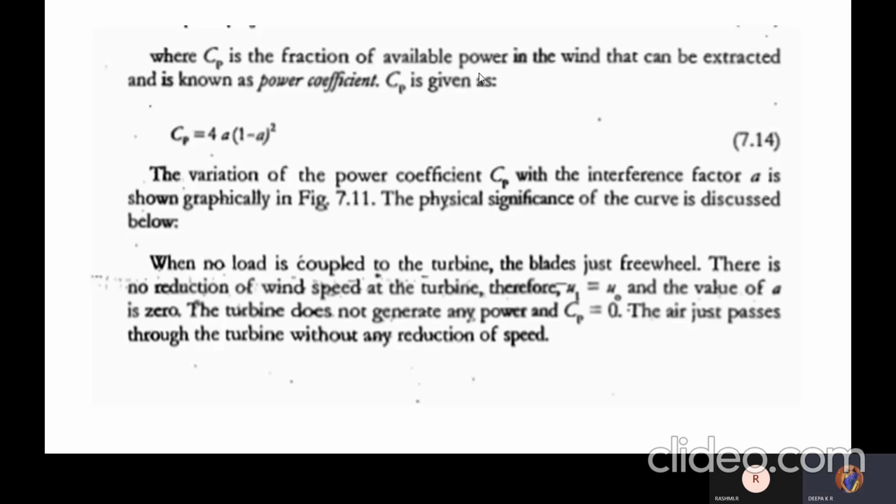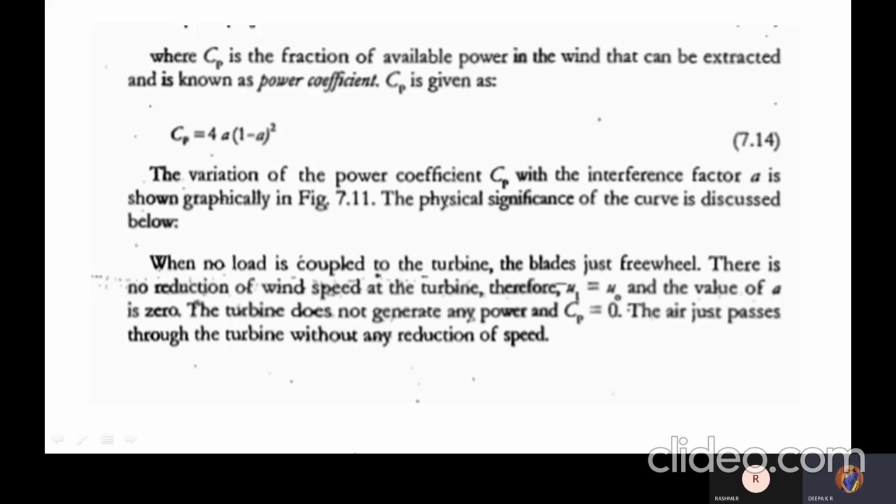Now, under no load and under load conditions, what are the changes? When no load is coupled to the turbine, the blades just freewheel. Without load, the blades do not run productively and just act as freewheeling blades. You don't have any reduction in speed at the turbine, and the speed upstream, downstream and midstream is almost equal.